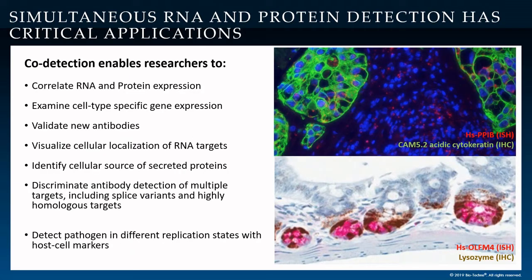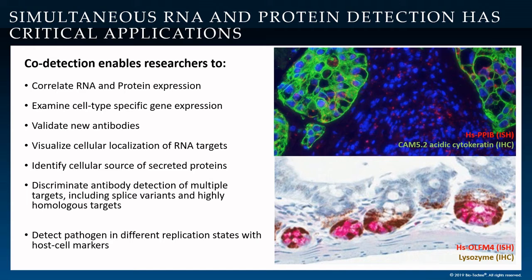You can correlate your RNA and protein expression. You can also examine cell type specific gene expression. A lot of our customers and some tech companies out there have been using RNAscope to validate their newer antibodies in that tissue context. You can visualize cellular localization of RNA targets. You can also discriminate antibody detection of multiple targets, such as splice variants or highly homologous sequences.